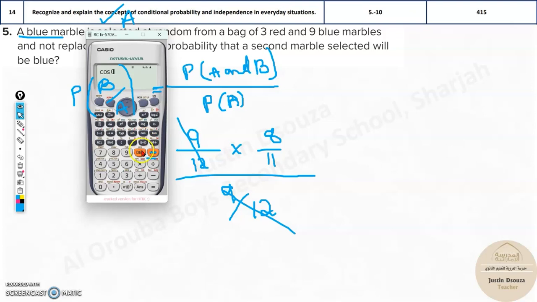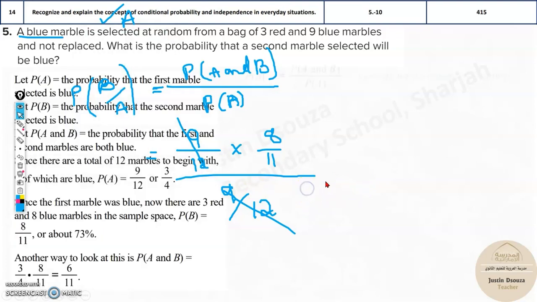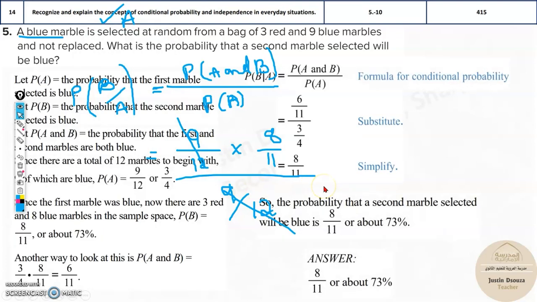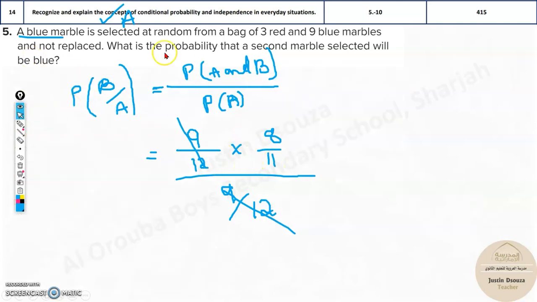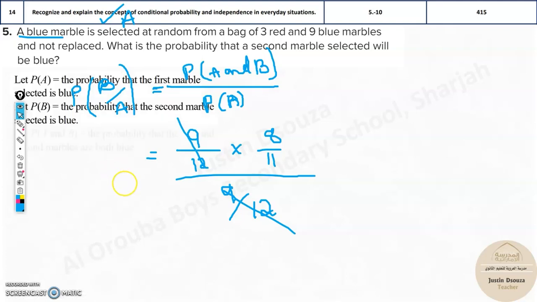Sorry, I just now found the answer. The answer would be 8 by 11 or 0.727, almost 73%, 72.7%. Let's just check the answer. Yes, it's 73% or 8 by 11. I hope this is clear. You can solve this in two different methods, but please stick to the formula method that I've written over here, because other problems cannot be done in other methods.